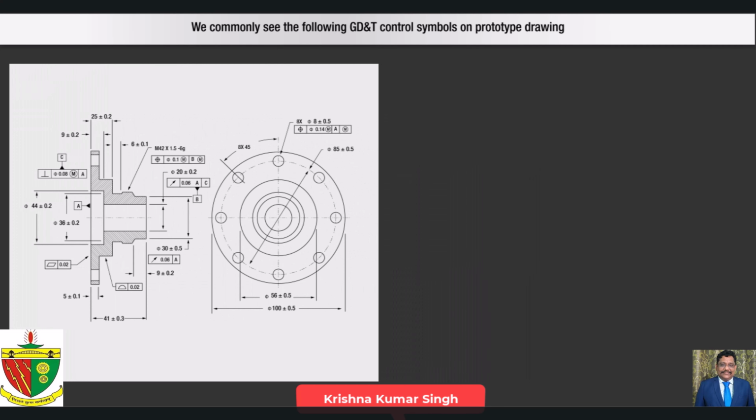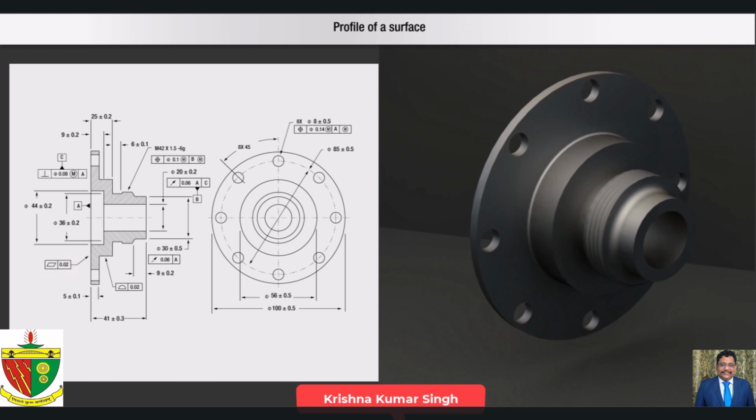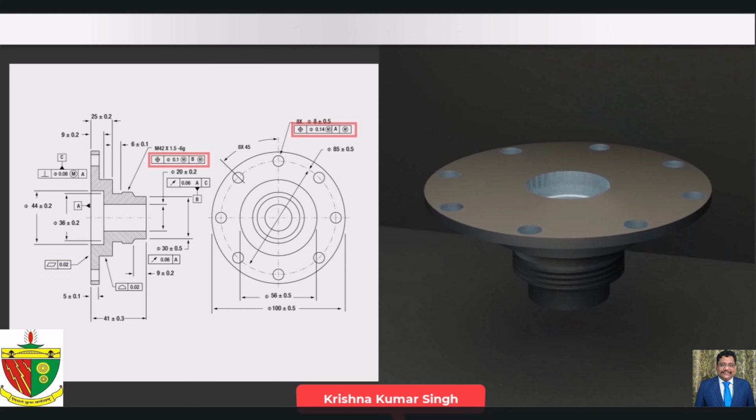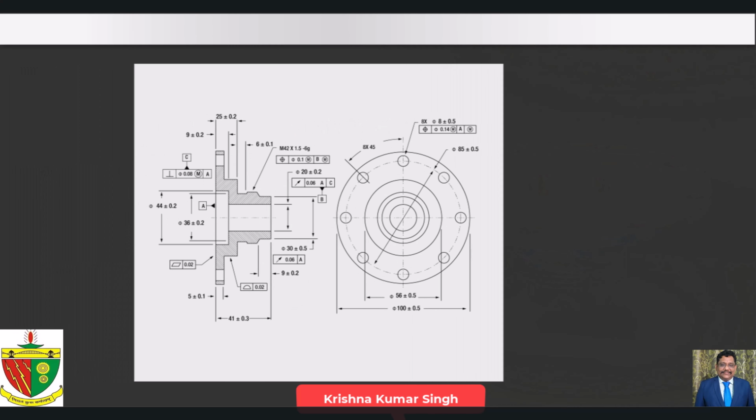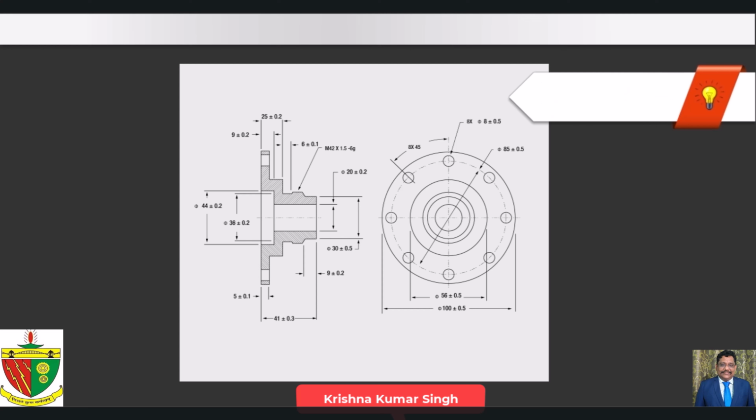We commonly see the following GD&T control symbols on prototype drawings: flatness, profile of a surface, and true position applied to center of holes and bosses. Note, standard practice is to skip inspection of these callouts unless a machine shop is specifically instructed to provide a coordinate measuring machine inspection report, which may add several $100 and extra days of lead time.